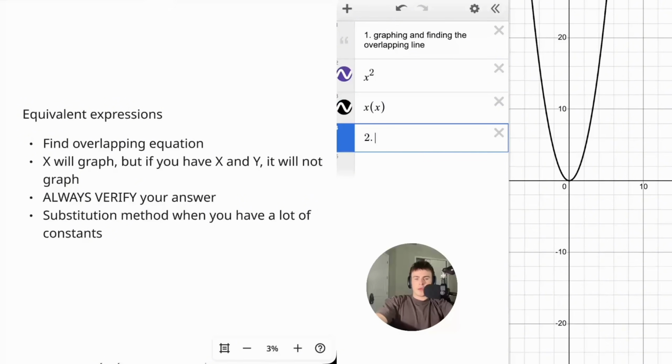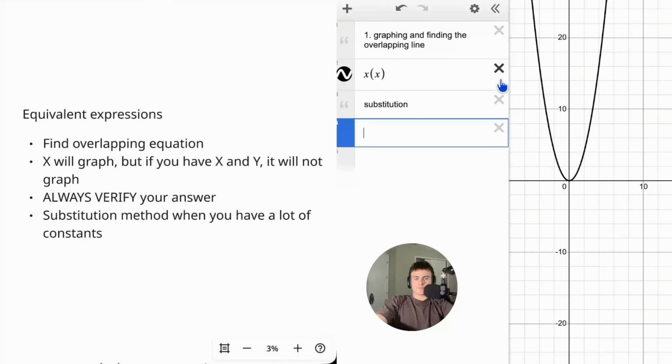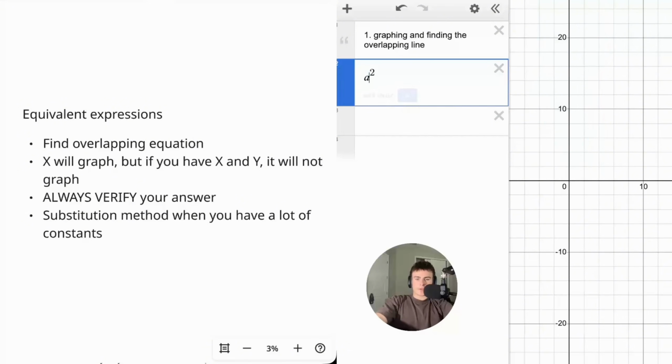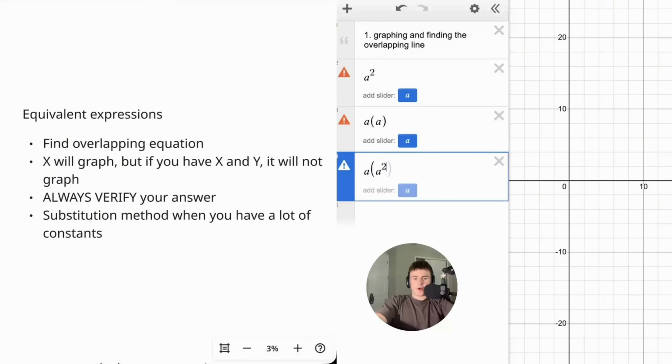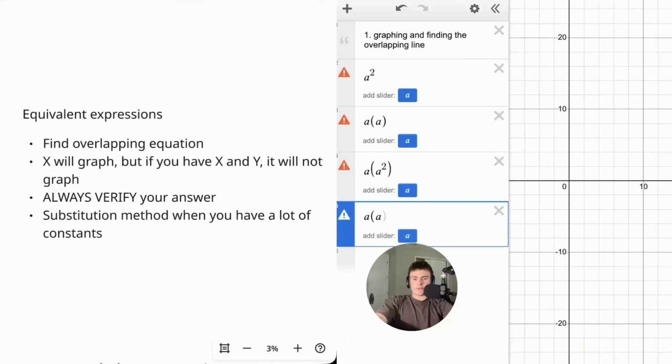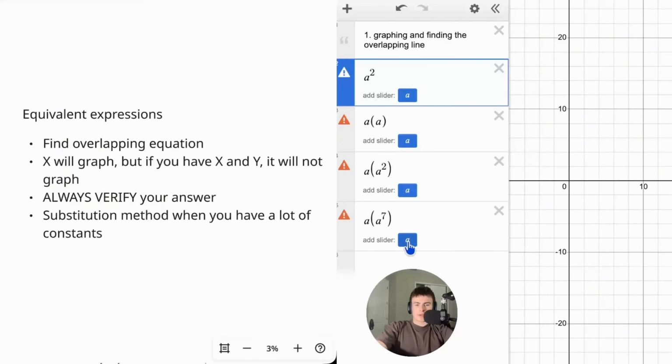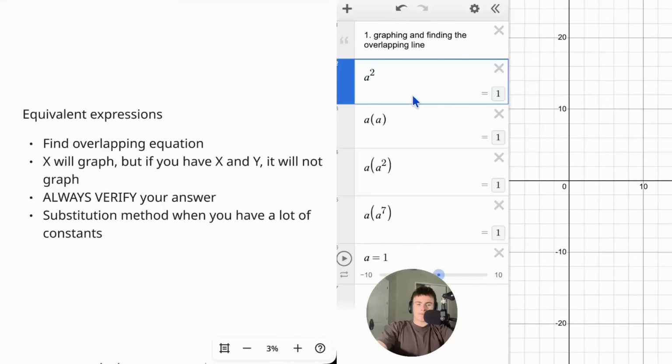Now, option 2 is substitution. What does this even mean? Well, let me show you an example. Let's say you have a squared, and then you have options here. You have a times a, you have a times a squared, and you have a times a to the 7th power. Let's say your given equation is a squared. Which of the following is equivalent to this equation? Now, obviously, you could just solve this in your head pretty easily. However, you can just add a slider for a and see which one gives you the same exact value as the given equation.